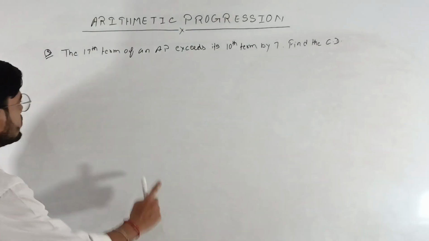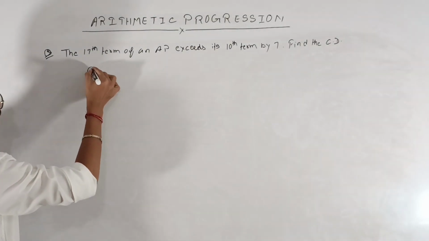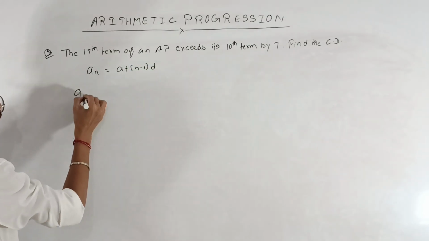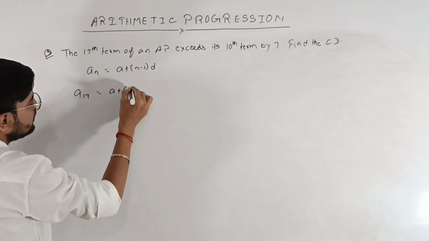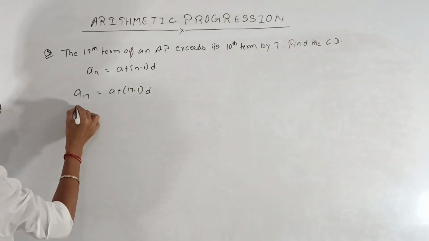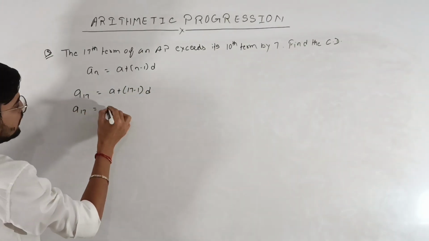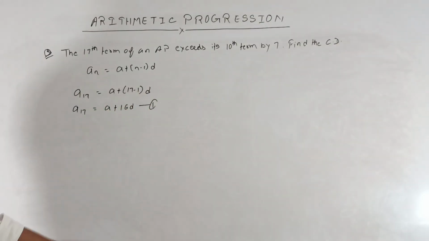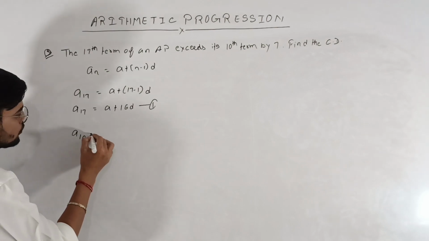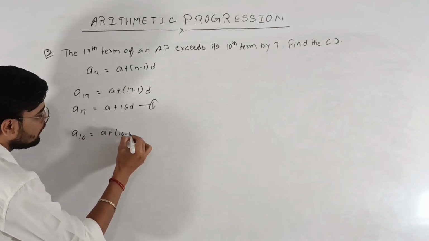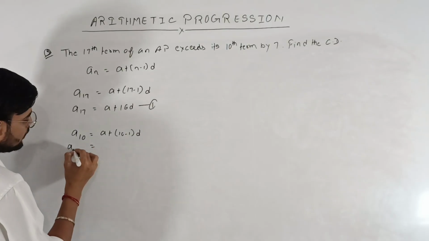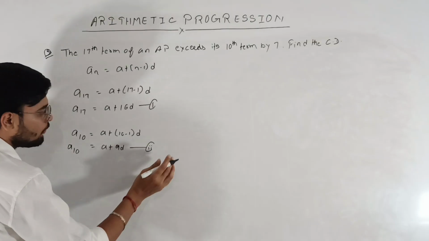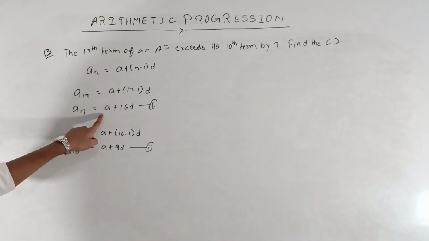So first I write 17th term. So an is what? a plus n minus 1 into d. So a17 is what? a plus 17 minus 1 into d. So from here, a17 is a plus 16d. Okay, this is my equation first. Now, 10th term means a10 is equal to what? a plus 10 minus 1 into d. So from here, 10th term is what? a plus 10 minus 1 is 9d. Okay, now this is my equation second. First is 17th term, which is a plus 16d.